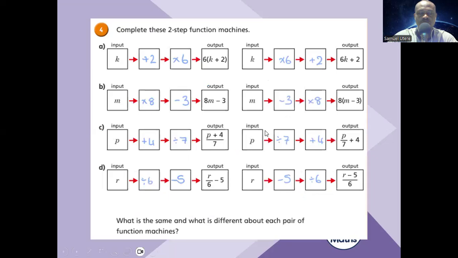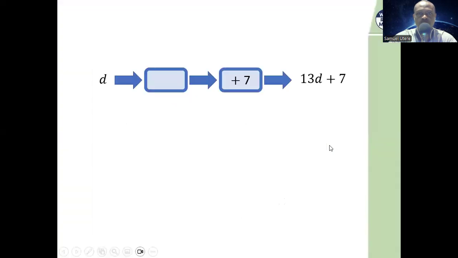Here is the answer to question 4. Here again, it's important you think about the order of the operations. Of course, you can discuss with a partner or someone you're watching the video with or studying with. The question: what is the same? What is different about each pair of the function machines?